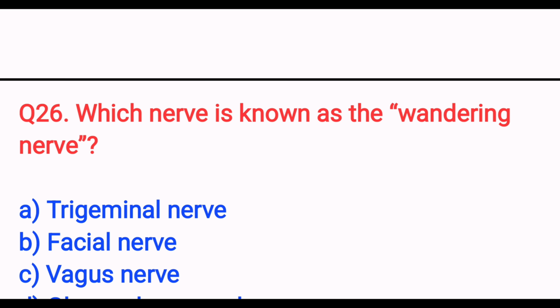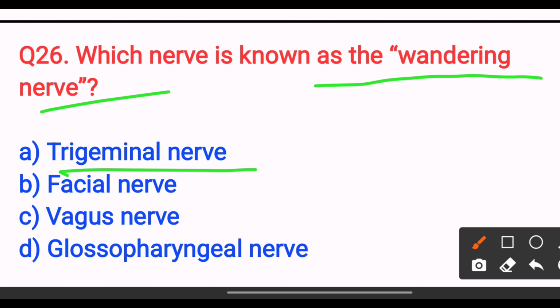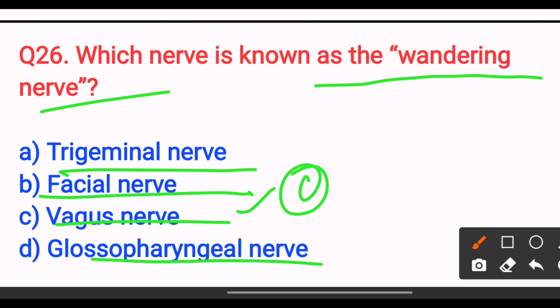Next, which nerve is known as the wandering nerve? Option A, trigeminal nerve. Option B, facial nerve. Option C, vagus nerve. Option D, glossopharyngeal nerve. The answer is option C, vagus nerve. Vagus nerve is called the wandering nerve due to its wide distribution.